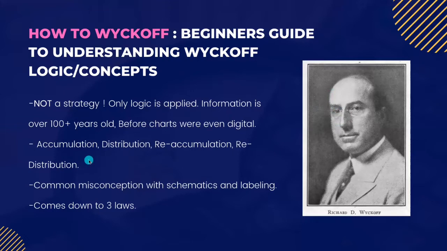So genuinely, Wyckoff, there's buy models, there's sell models. All right, so generally in Wyckoff, there's accumulation, distribution, reaccumulation, redistribution. Simply put, accumulation is the buy model, distribution is the sell model, reaccumulation happens after accumulation, redistribution happens after distribution, right? So each of these models has more than one schematic.